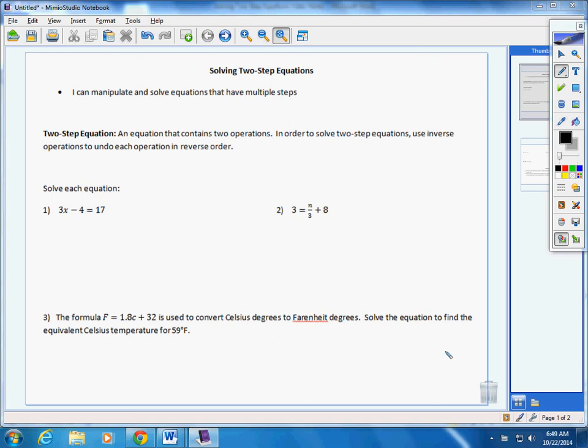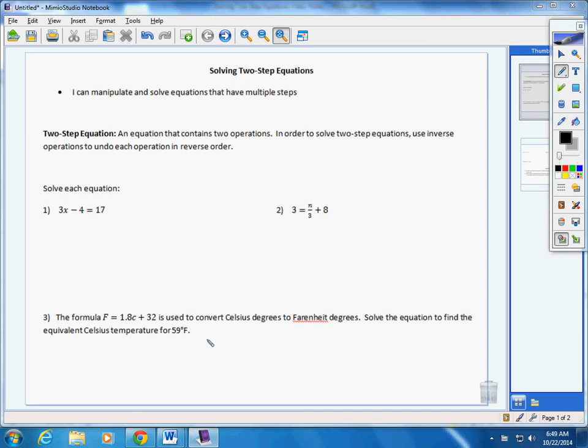Hello there, folks. We're back again today. We're trying to solve two-step equations. We already talked about how to solve one-step equations using all of our operations: addition, subtraction, multiplication, and division. Today, we're going to talk about what happens when you can't just do one of those and get your answer.